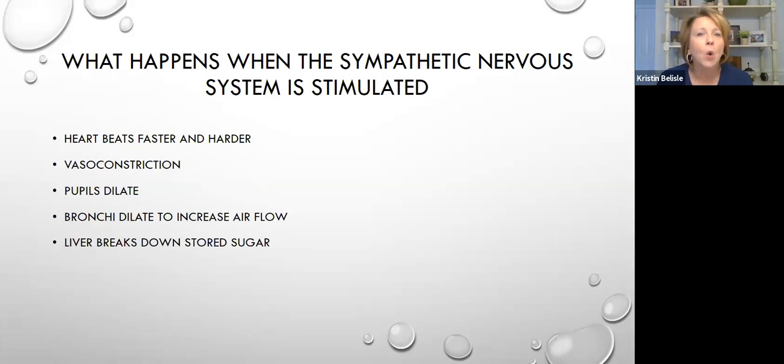That's the point. What happens when the sympathetic nervous system is stimulated? Well, the heartbeat gets faster and harder. We're going to try to pump up the jam. Vasoconstriction. We're going to constrict. Pupils will dilate. The bronchi dilate to increase your airflow. We're trying to perfuse, okay? We're trying to oxygenate and perfuse.